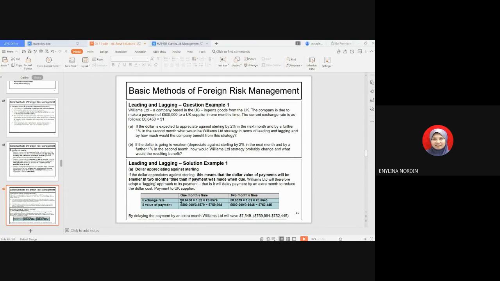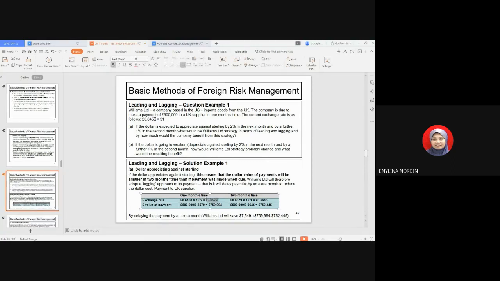So 0.6450 will multiply by 1.02, then it will be equal to 0.6579 pound. So what does it mean? You can see here, right? When the pound becomes depreciated, there will be more pound to be converted into $1. Okay, or for $1, right? So it becomes more expensive to convert pound into dollar.